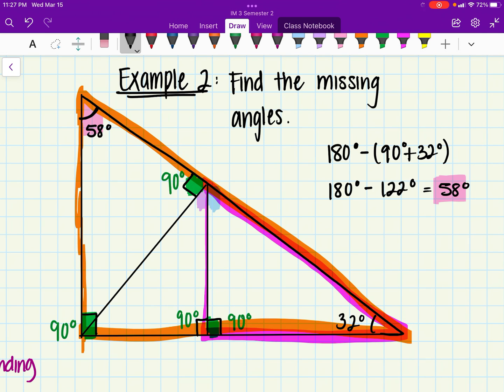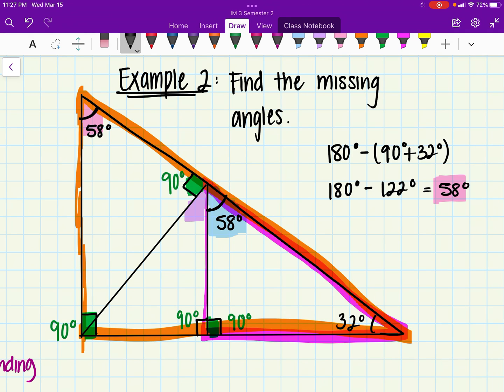So if we take a look at the one in blue, this angle could also be 58 degrees. So that angle there in blue is also 58 degrees, because if you take a look at the types of angles, they have a 90 and they have a 32, which is the same as the other one. That leaves our purple one.